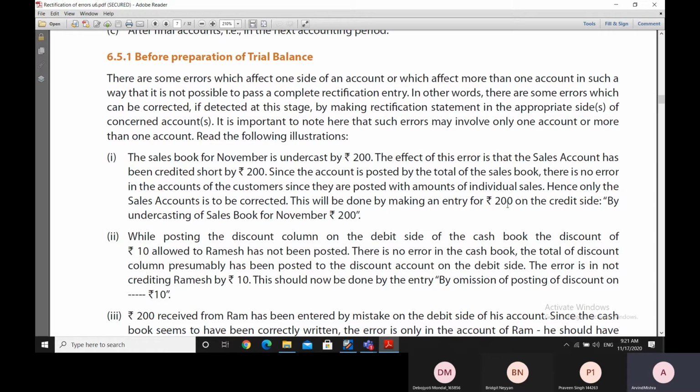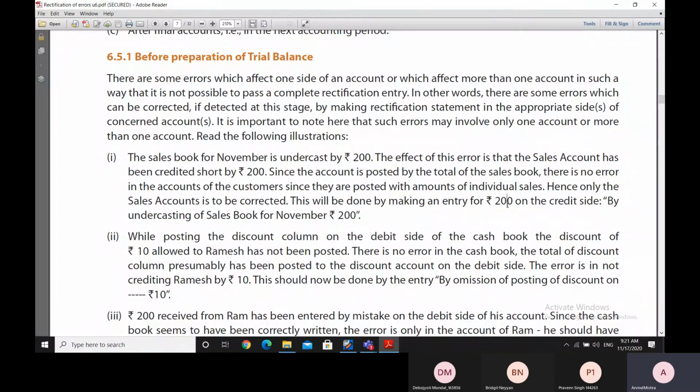And we make an entry of 200 on the credit side, because a 200 entry on the credit side is less. So we make an additional entry of 200 rupees on the credit side, and we write there "by undercasting of the sales book for November, 200 rupees."